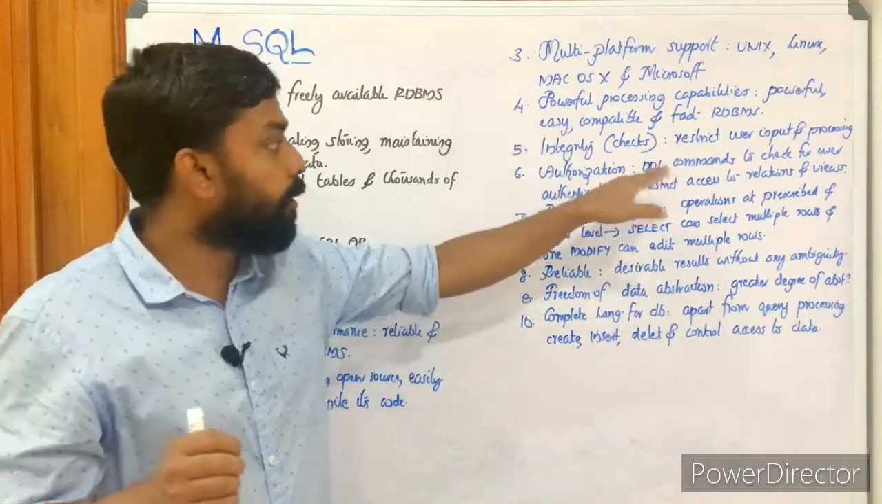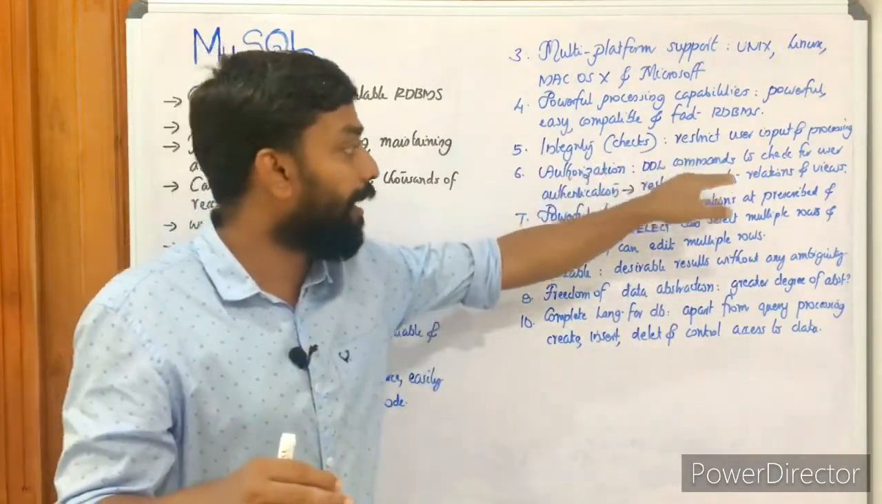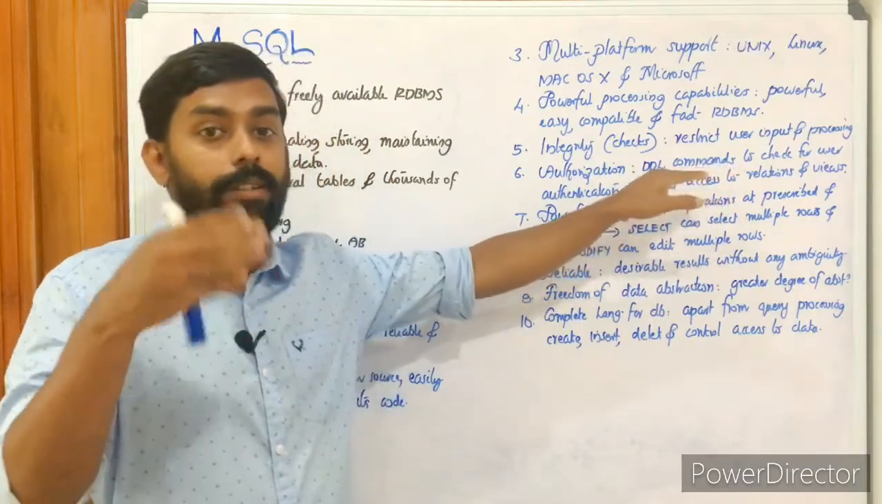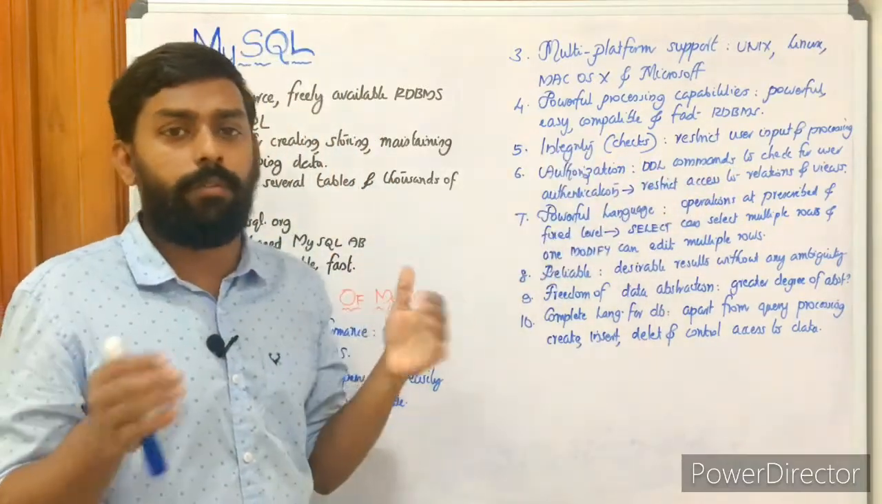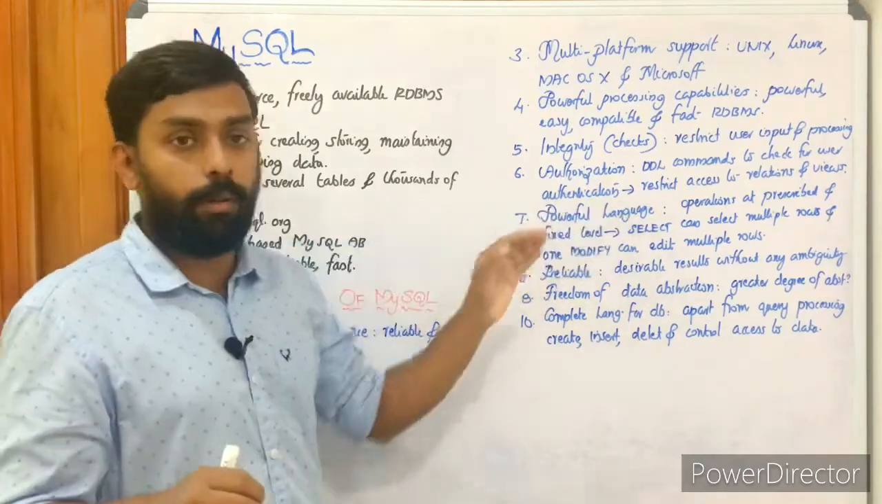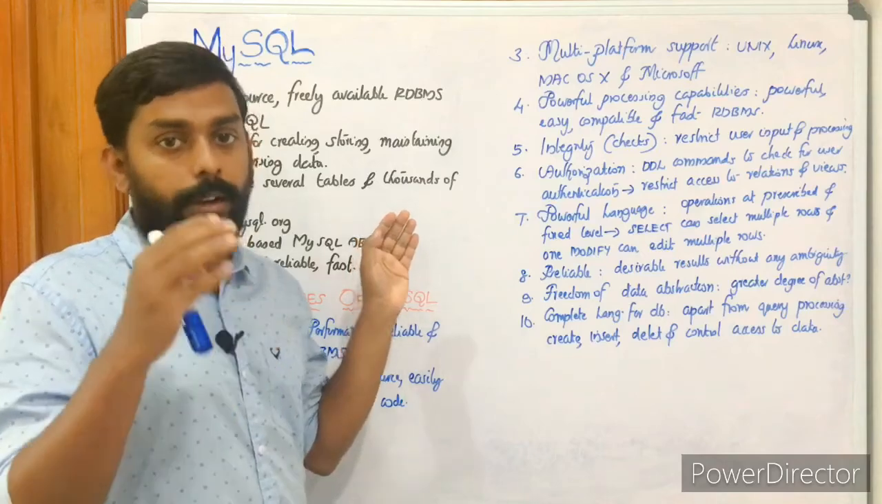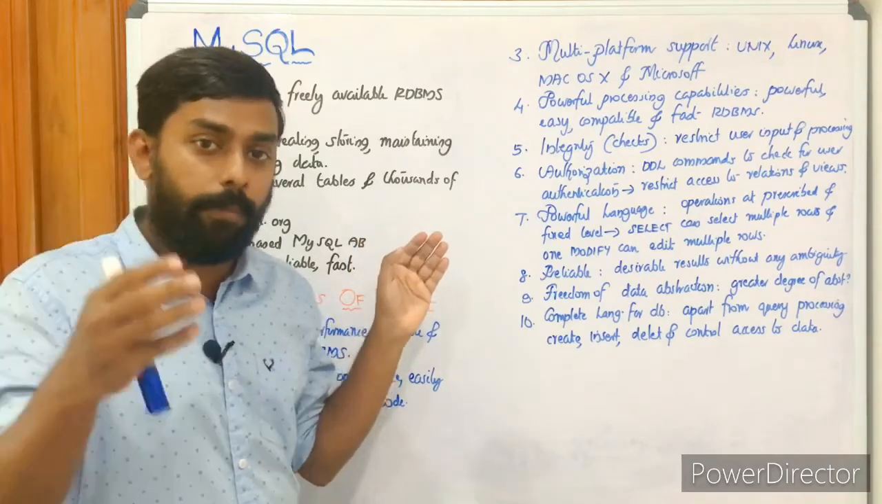So using those commands, we can check for user authentication, and we can restrict access to relations as well as views. Do you know what a view actually is? A view is a logical table. Then, powerful language. MySQL is a powerful relational database management system, and SQL is very powerful, right?